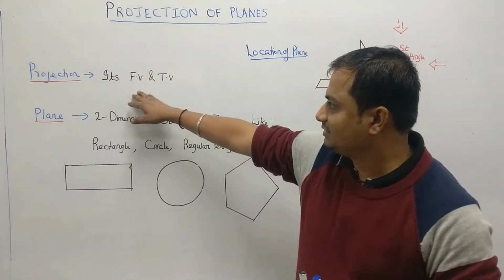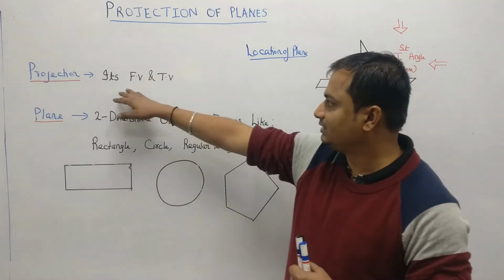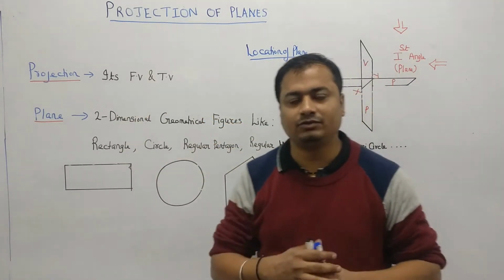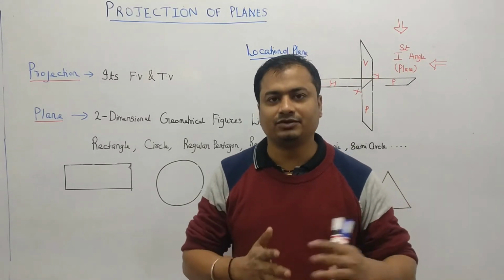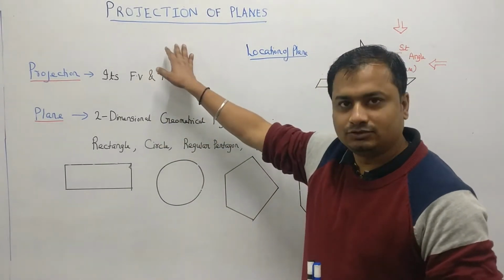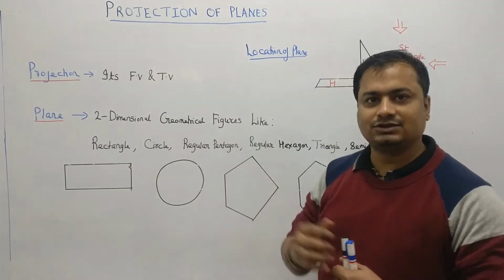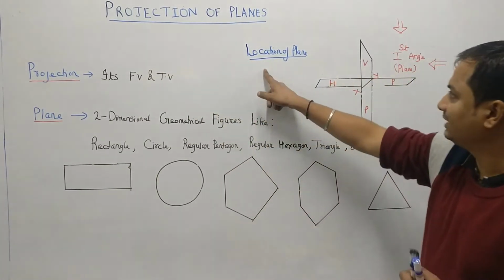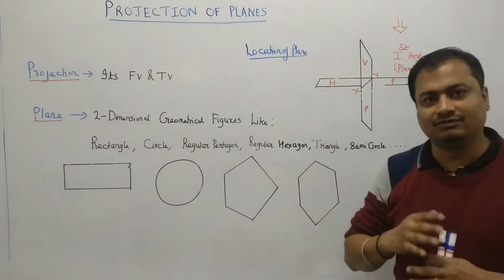So what is the projection? As we have already seen in the last video, we have to draw the front view and top view. Same here, we have to draw the front view and top view of a plane. So today my object will be a plane. Where will be the location of my object? Again I have taken the first angle, so my plane is going to lie in the first angle itself.